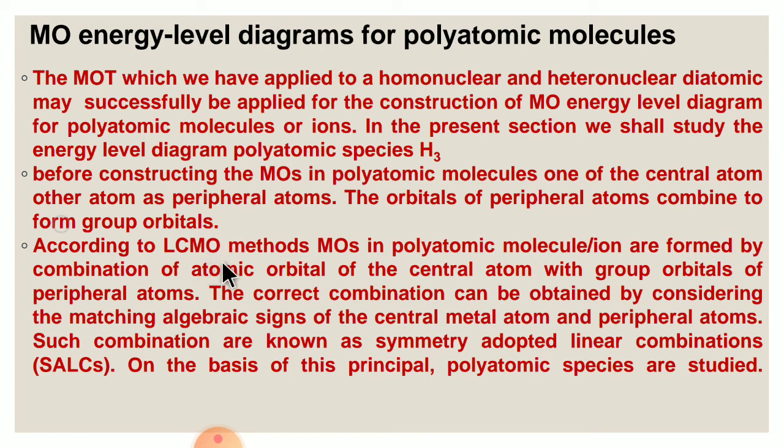According to the LCMO method, that means linear combination of molecular orbitals method, molecular orbitals in polyatomic molecules or ions are formed by the combination of atomic orbitals of the central atom with group orbitals of peripheral atoms. The correct combination can be obtained by considering the matching algebraic sign of the central atom and peripheral atoms. Such combinations are known as symmetry adapted linear combinations. On the basis of this principle, polyatomic species are studied.